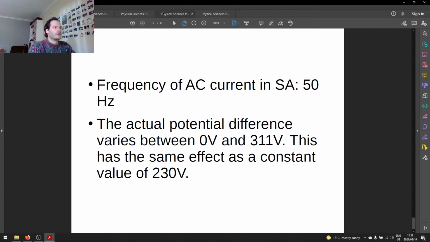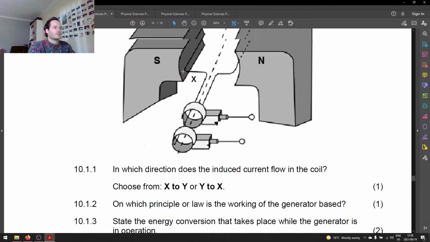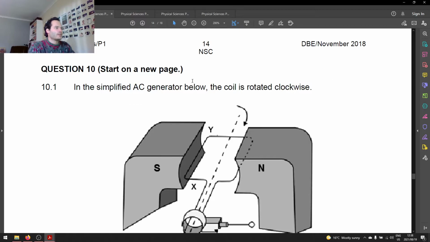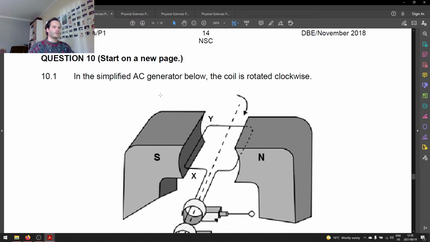All right. What we're going to do now is have a look at the November 2018 paper, question 10. You'll see that all of the question 10s are going to be the questions on your generators and motors, also your AC alternating current type questions.